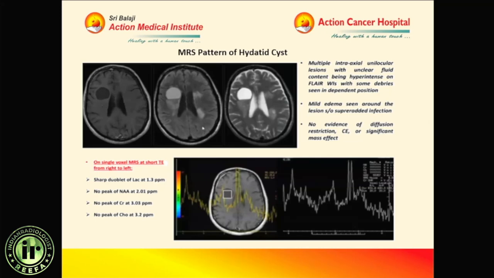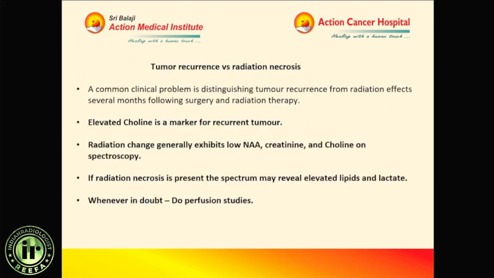MRS pattern of hydatid. Again, we have put a voxel on the necrotic area or the cystic area. Now, what do we get? We get a sharp doublet of lactate, and all the other peaks are obliterated. Now, in tumor recurrence versus radiation necrosis, we know elevated choline is a marker of tumor recurrence. Radiation change generally exhibits low NAA, creatine, and choline on spectroscopy. If radiation necrosis is present, the spectrum may reveal lipid and lactate peak, and whenever in doubt, do perfusion studies.